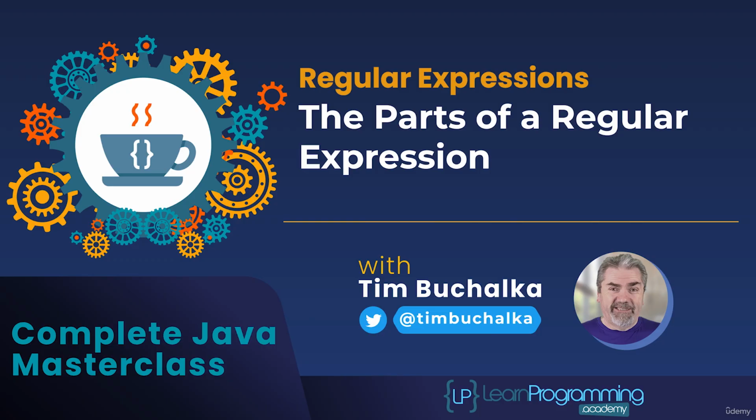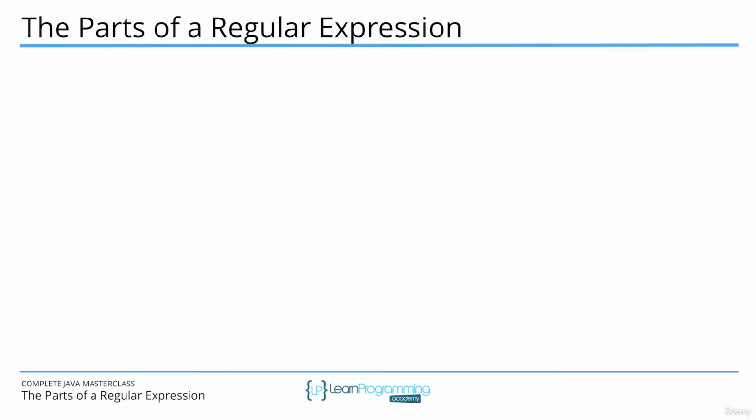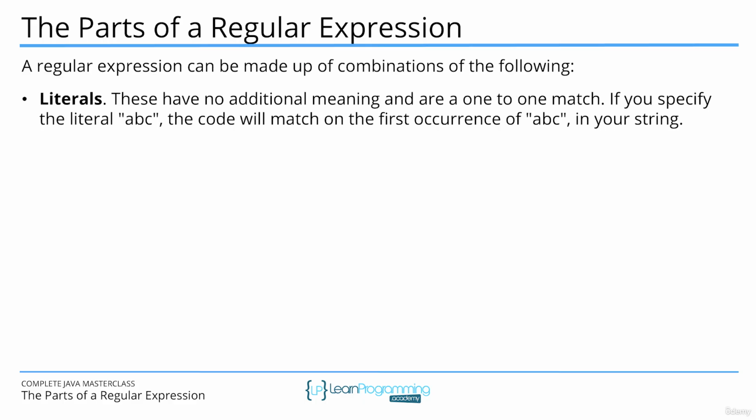In the last video, we left off with a simple regular expression that matched any string that contained the character combination of %s. This expression used special meta characters in combination with each other. A regular expression can be made up of combinations of the following: literals. These have no additional meaning and are a one-to-one match. If you specify the literal ABC, the code will match on the first occurrence of ABC in your string.